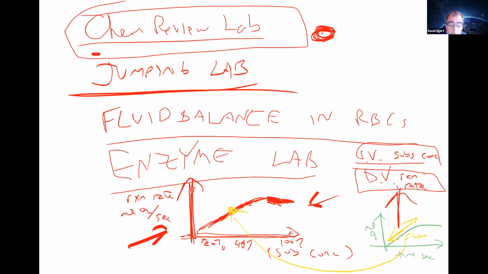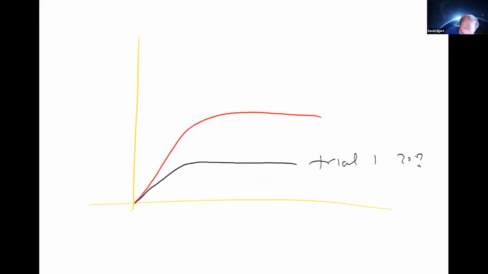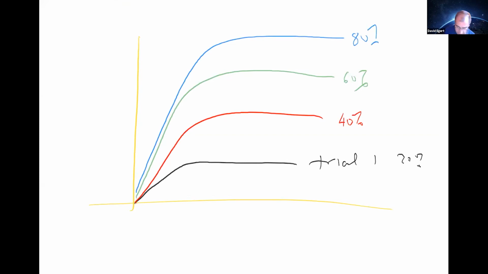Again, people get confused because these look similar. Let me draw it bigger. I think this is worth drawing bigger. This is trial 1, this is 20%. And this is 40%. And 60%, this would be trial 3. And 80%. And this is going to be time in seconds versus mils of oxygen.